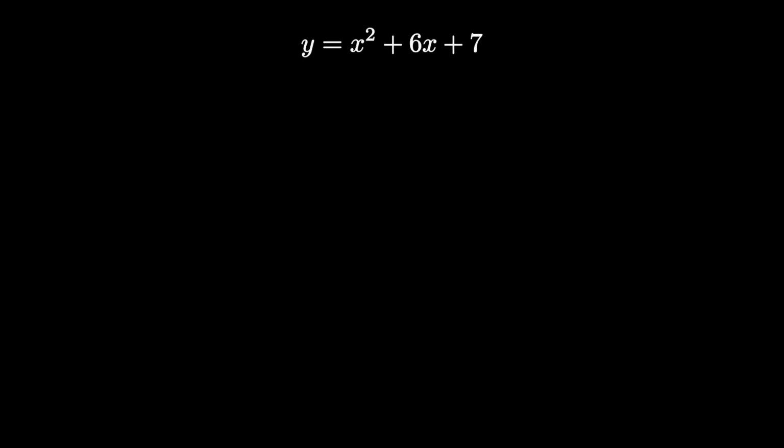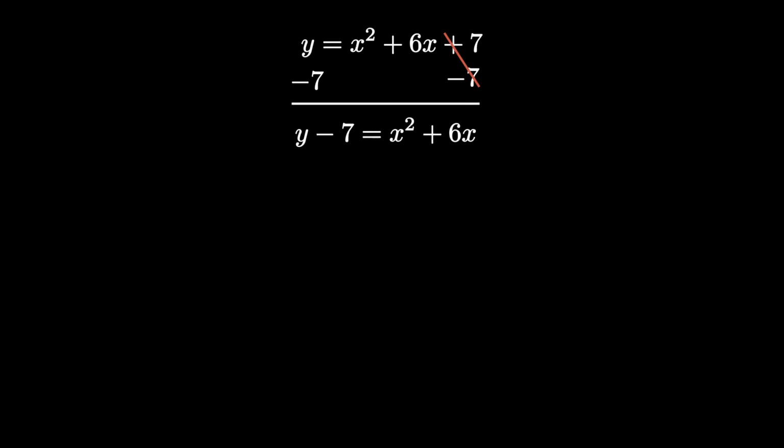So when it comes to completing the square, we always want to isolate our terms with x's on one side and then move all the numbers to another side. So in this case, we have this plus 7 here, so we are going to move that to the left side for now by subtracting 7 on both sides. And when we do that, it'll leave us with y minus 7 equals x squared plus 6x.